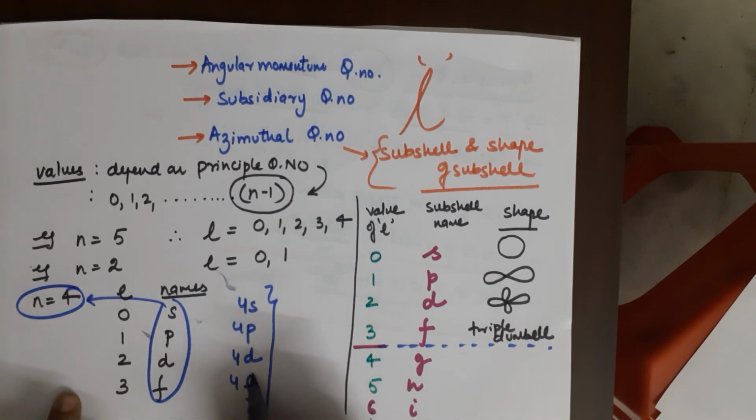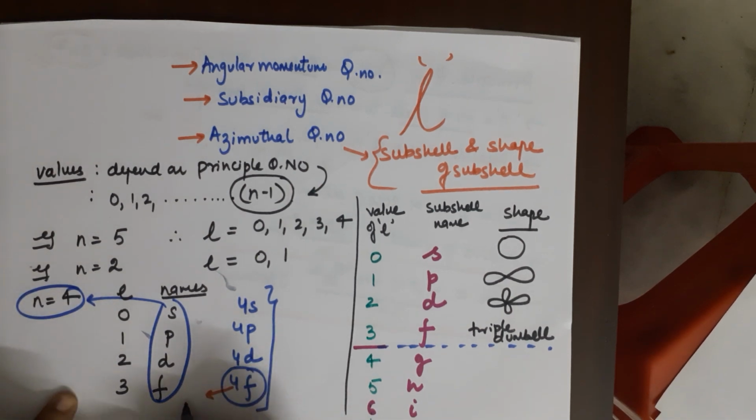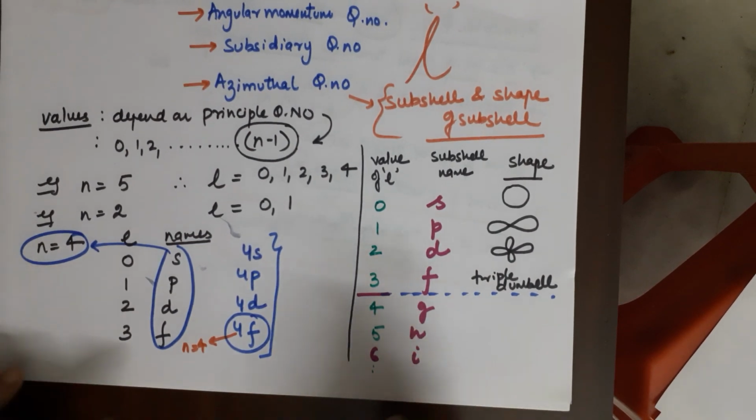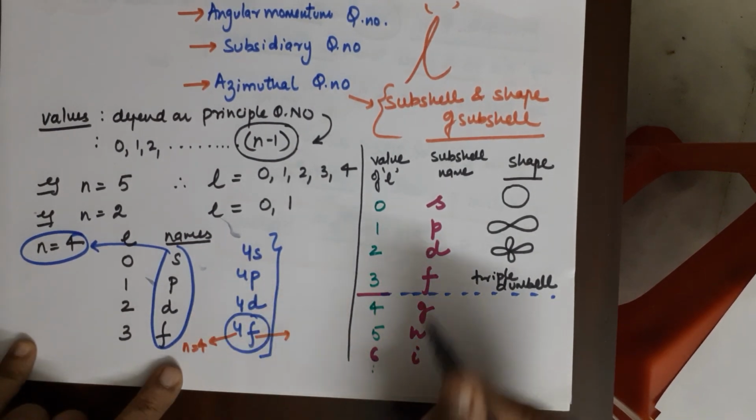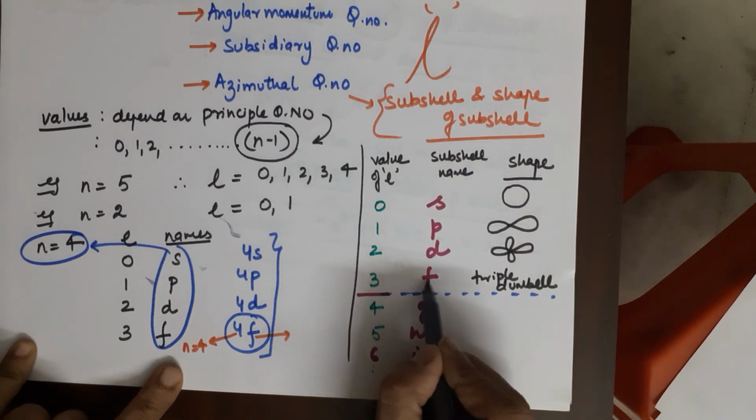So when I say it is 4f, if you are given a value as 4f, you already know that this 4 is for n equal to 4, giving you the shell number 4, whereas with f, you also know that the l value is 3.